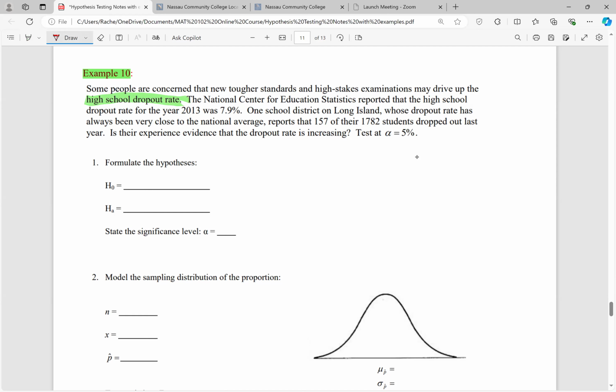The National Center for Education Statistics reported that the high school dropout rate for the 2013 year was 7.9%. That 7.9% is a proportion. Remember, a proportion is just a percent or a decimal or a fraction. That's the indication to me right now that I'm working with proportions. I was given a proportion, in percent form.